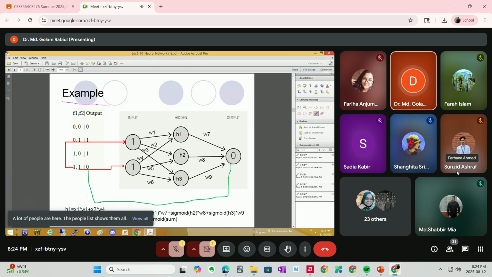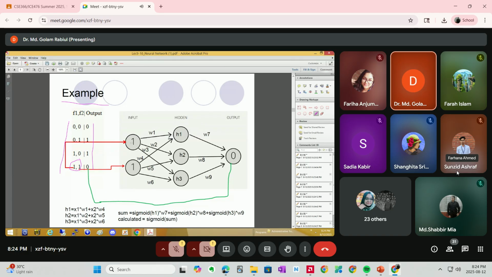We have taken this example. This is the example data set. In this data set, we can see we have two features, F1 and F2, and these are the class labels. So this is a classification problem. Considering 1 and 1 as the input, here this is 1, here is also 1. This is x1, and this is x2. So the input is 1, 1, and then after the forward pass we got the output here.